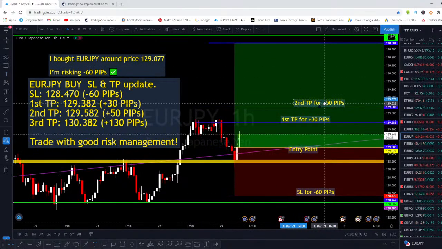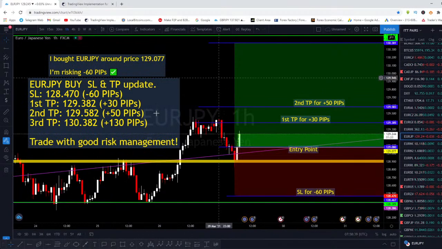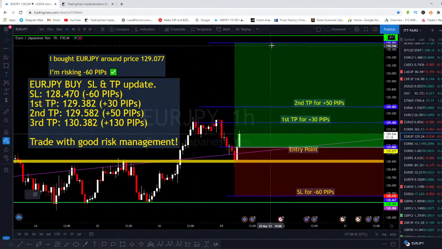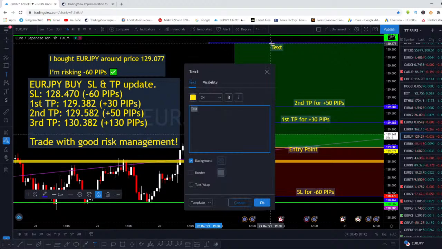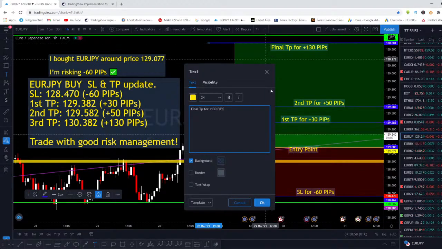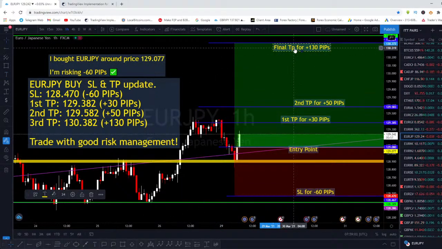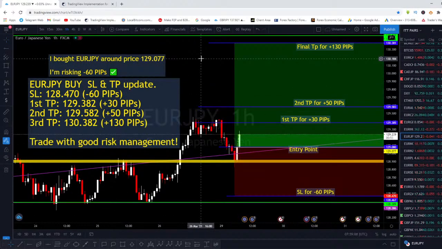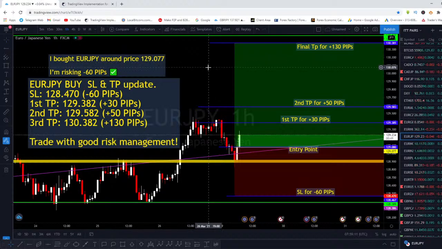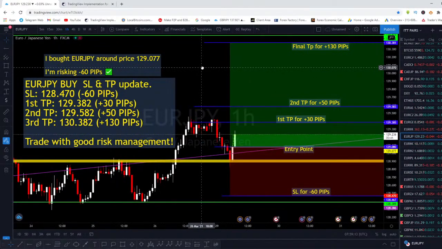This is second TP right now, and also final TP for 130 pips. That's the final TP, plus 100, no, not 150, 130 pips. So yeah, hope you guys understand why I put all of those levels now, right? So this is everything about it, and we are ready to go.